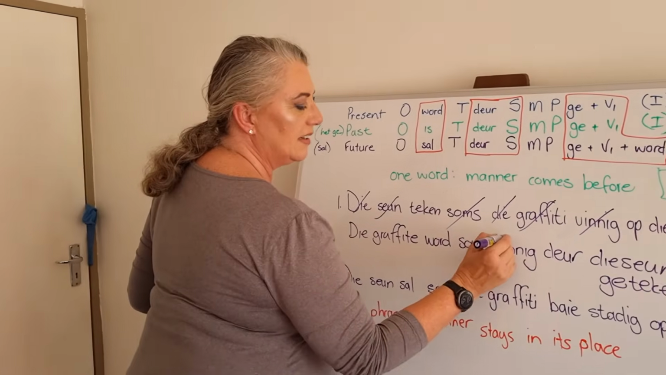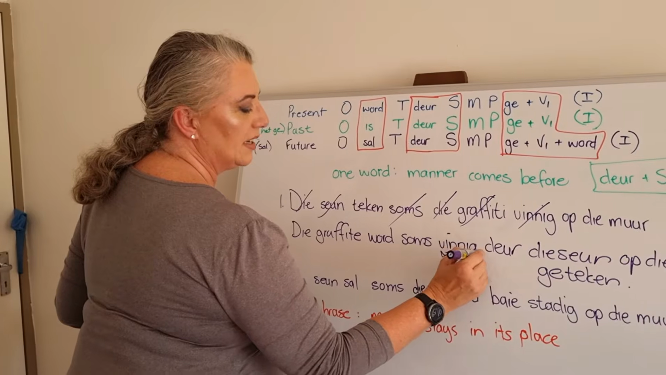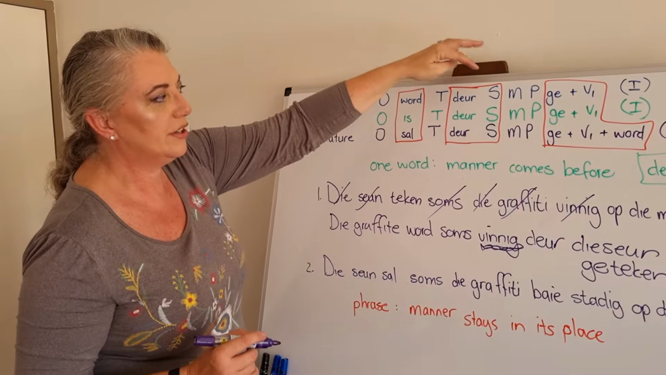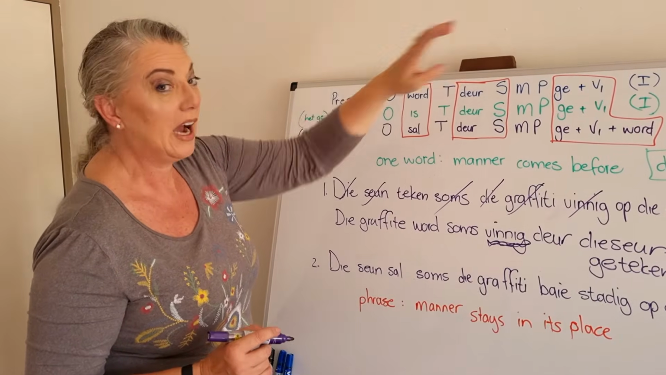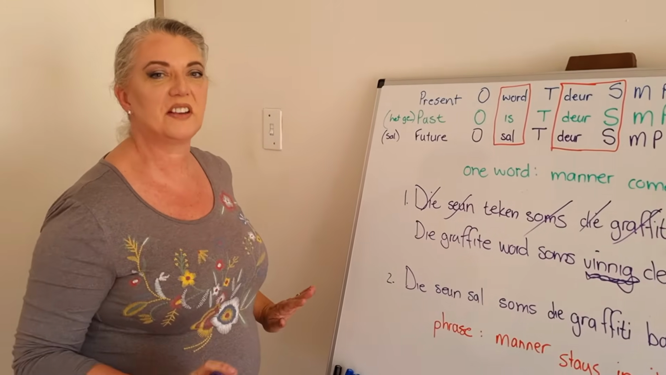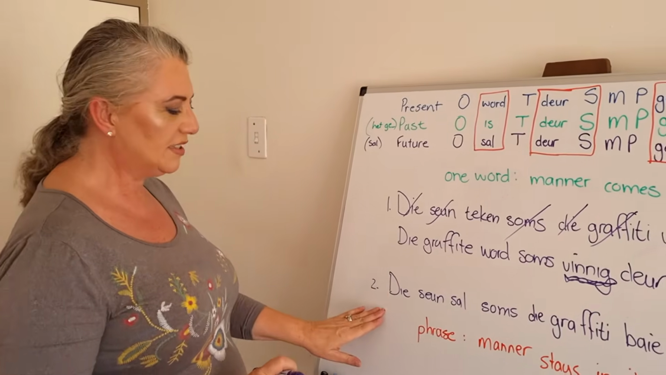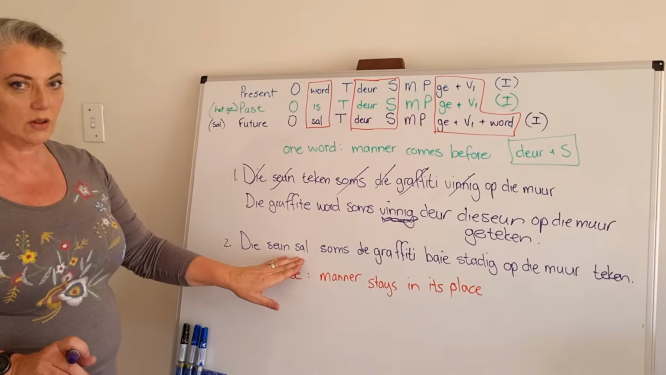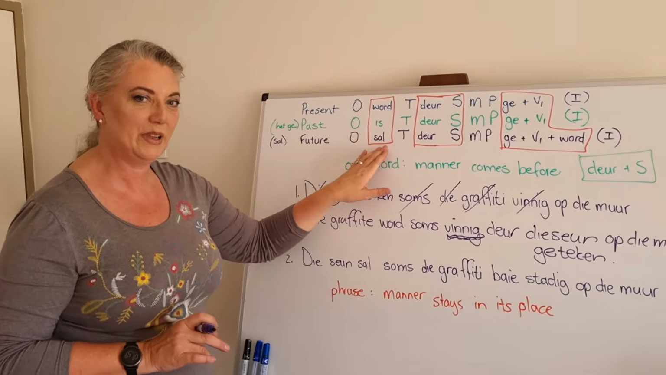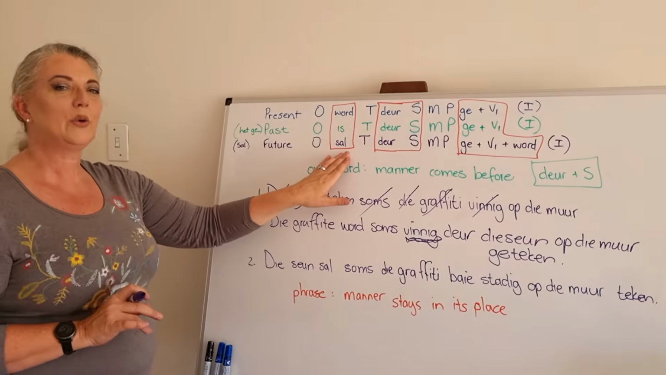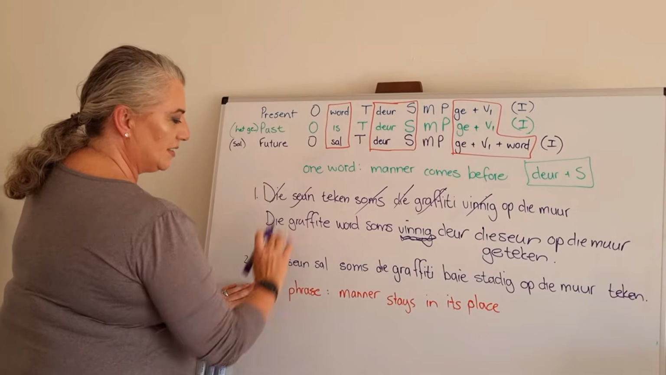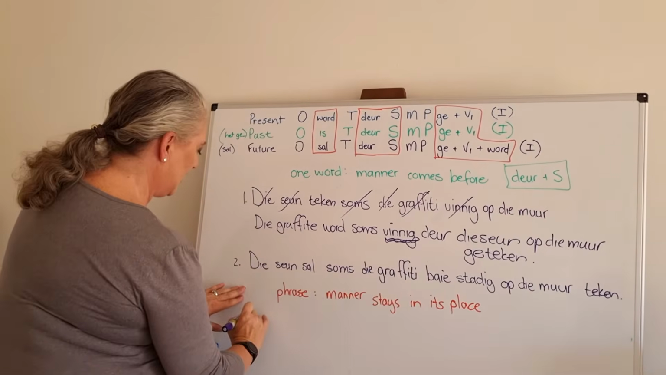Can you see vinnig has changed the place where it stands? It comes just before deur plus the subject. However, if it is more than one word, a phrase, manner stays in its place. Let's do this sentence. Die seun sal. Look, it is in future tense because the verb is sal. It quickly shows you what tense it is. Let's go. The object. Graffiti. Again, the graffiti.